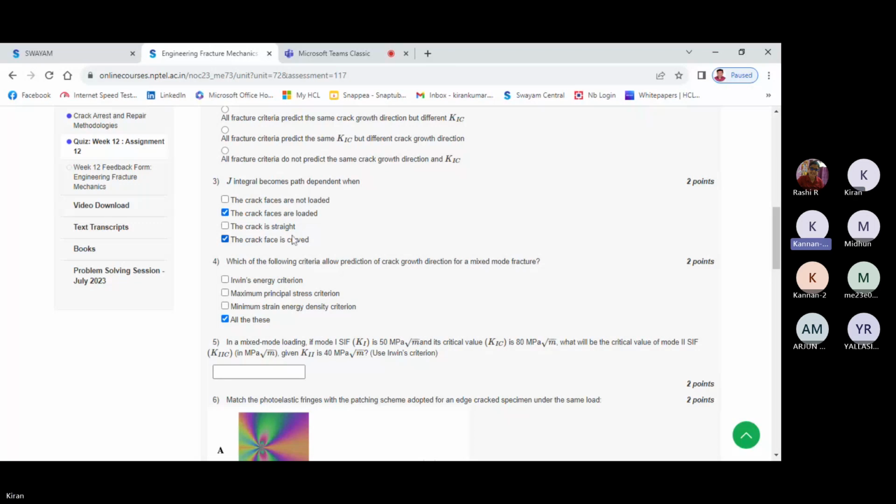Actually, this question is not direct; it's indirect. I read it as J integral becomes path independent. Sorry, okay, no problem.